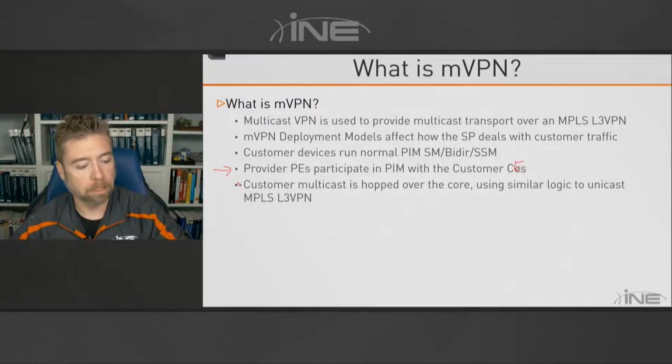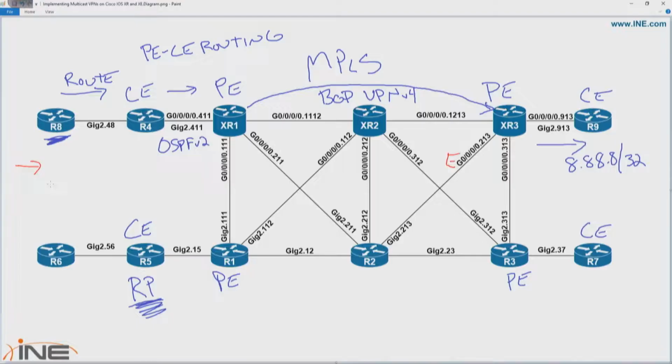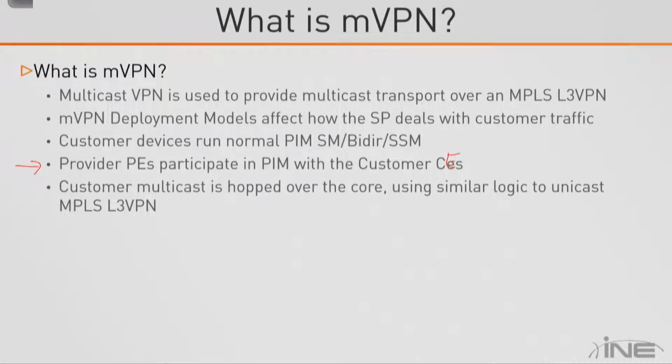As long as the customer has their PIM reachability working, that's everything that we need to focus on from the customer side. Okay, so the customer multicast traffic is going to be hopped over the core, similar to using unicast routing. Regardless of what solution we use, when we look at the state of the core, which in our particular case would be XR2 or router 2, they're not going to have any state information about the customer's multicast. Either way, this is going to be basically PE to PE that we're doing this config.